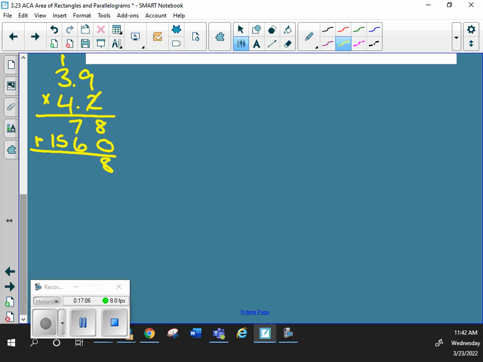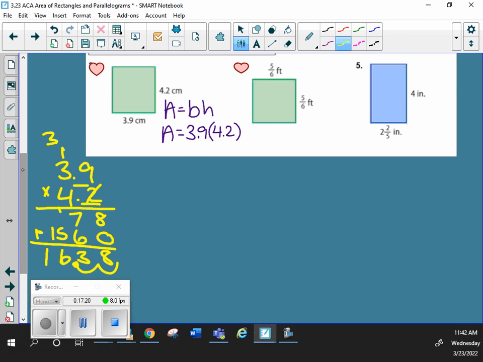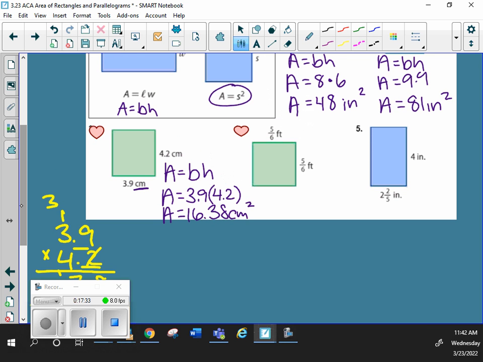I get 8. 3. Carry the 1. 6 and 1. But there were decimals before. Where did they go? How many times do I move it? 2 times because there's 1, 2 behind. I move it 1, 2. So my answer is 16. It's going to be centimeters squared or square centimeters. Are y'all good with that? Yes. What's the next one, guys?